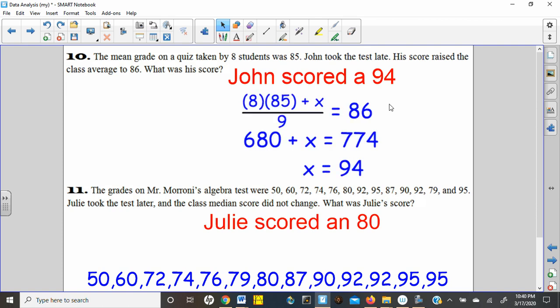But here's the exact same algebra we just saw previously. 8 85s plus 1 new test score divided by 9 test takers now, right? Not 8 anymore. And the algebra by multiplying and then subtracting will give us the same 94.